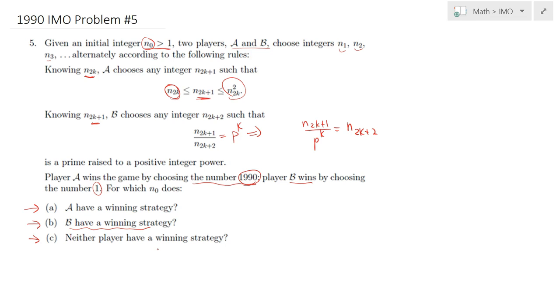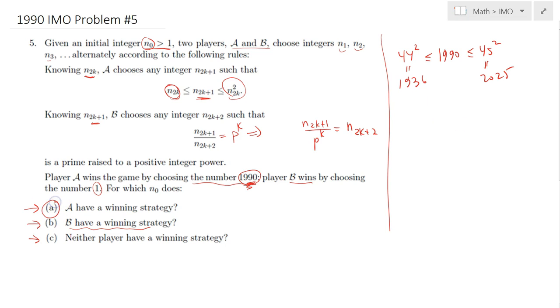Let's start the investigation. So first of all, let's focus on this number 1990. So 1990 is between 45 square and 44 square. I believe 44 square is 1936 and 45 square is 2025. So therefore we can look at different ranges. Let's investigate part A first.